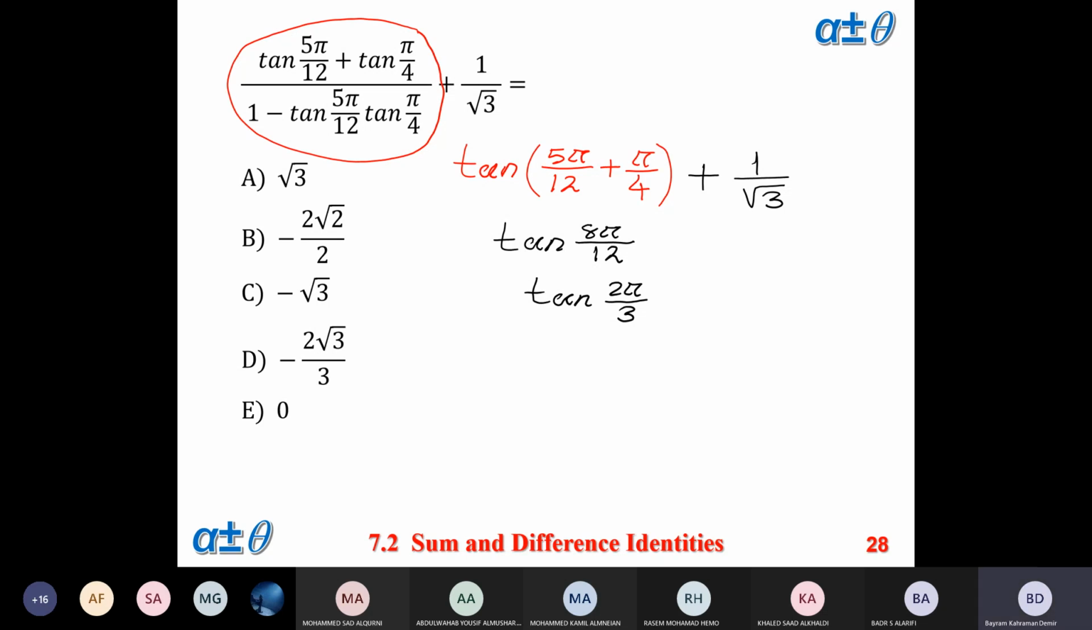2 pi over 3 divided by 4, right, Shabab? Tangent of 2 pi over 3 is how much, everybody? Do you remember? Negative root 3, Shabab. It is in the second quadrant. Okay, and we have plus, let's just keep this one, plus 1 over root 3.